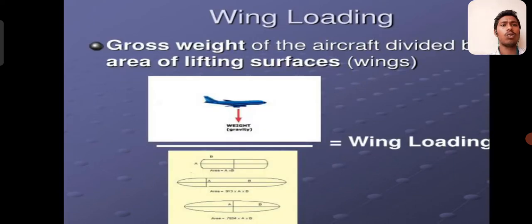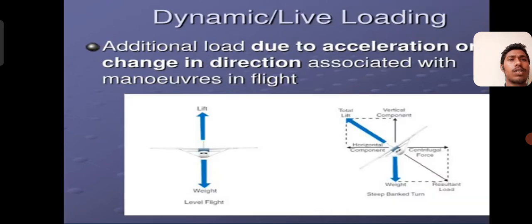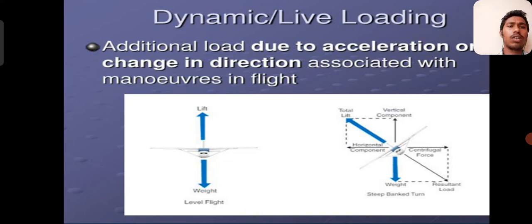And wing load: gross weight of the aircraft divided by the area of the lifting surface, the wings. You can observe the diagram. These are the wings. And dynamic load: additional load due to acceleration, due to the change in direction, accelerated in a maneuvering flight.